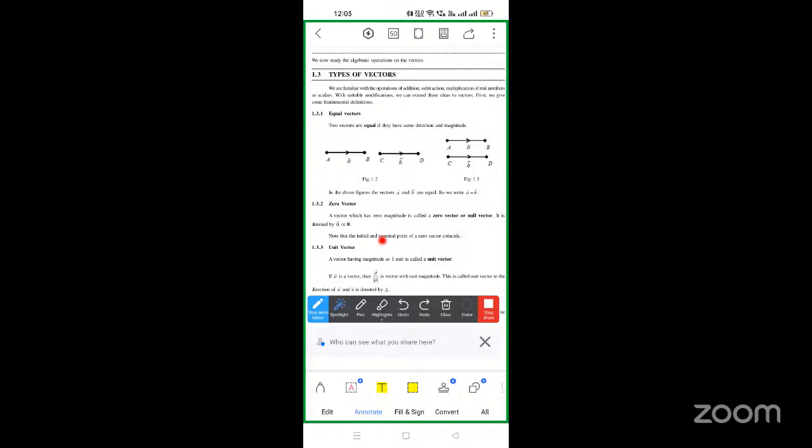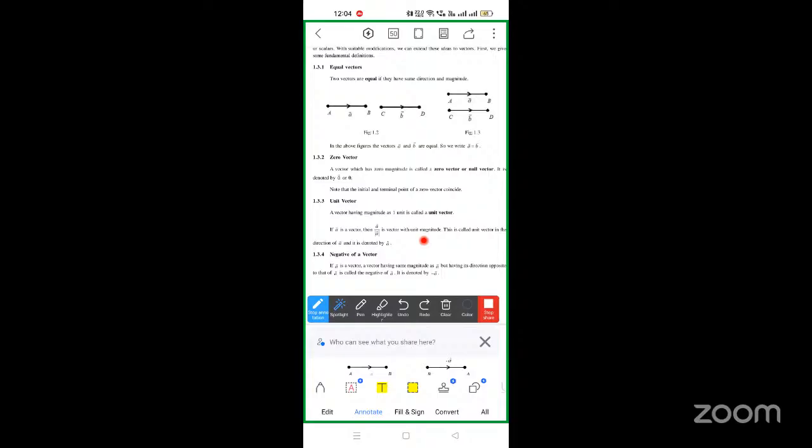Note that the initial and terminal points of a zero vector coincide, like this, as a circle. So start and ending point should coincide. So these are zero vectors. Once again, the definition: a vector which has zero magnitude is called a zero vector or null vector. It is denoted by zero bar.